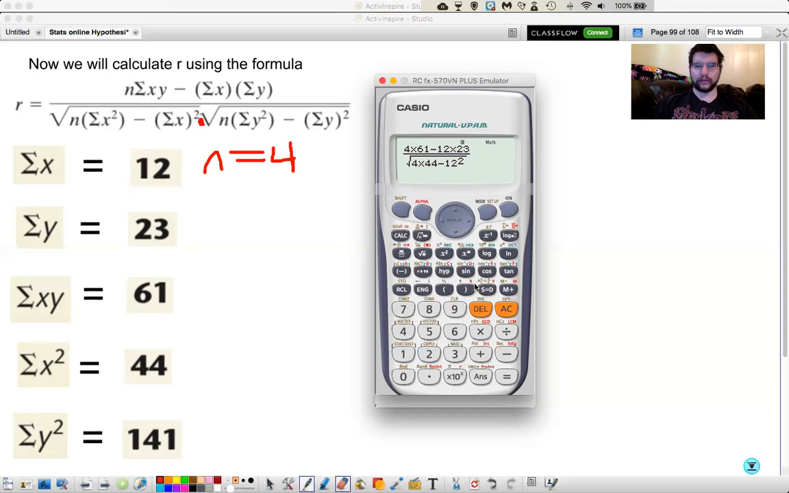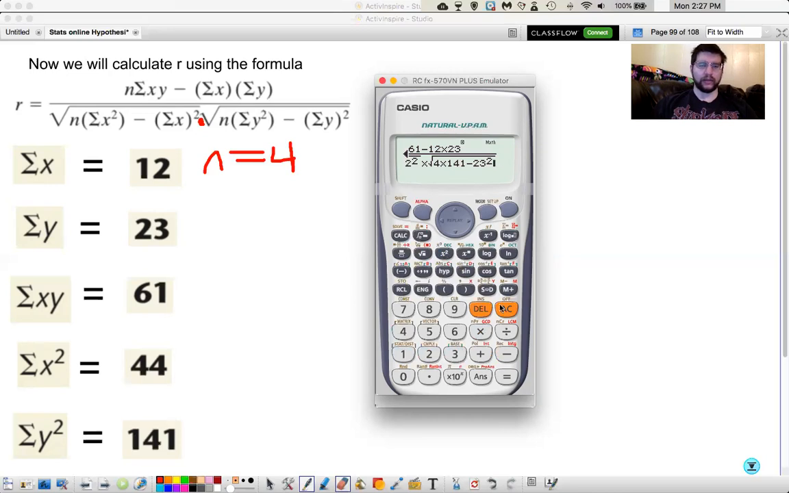So I'm going to go to the right and hit the multiplication symbol just to make sure the calculator knows what we're doing. And we're basically going to do the same exact thing except with the y values. N is 4 times sum of y squared, which is 141, minus sum of y, 23, and I got to square it.